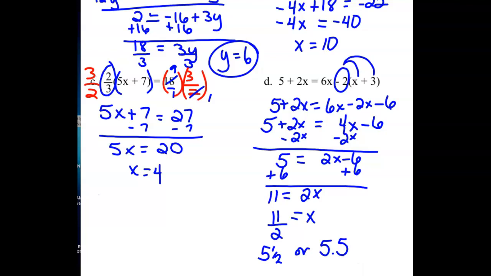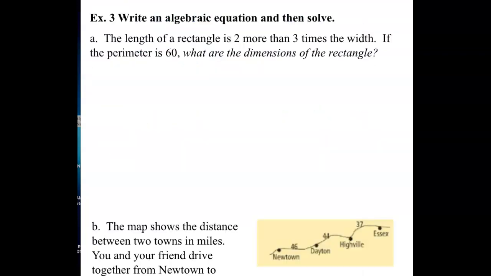All right, let's look at solving equations when we start out with a word problem. Notice that it does tell us to write an equation first before we try to solve it. It says the length of a rectangle is 2 more than 3 times the width. So right away, I'm going to picture a rectangle. We are being told the length is somehow related to the width. Then we're told that the perimeter is 60, and we're asked to find the dimensions of the rectangle.